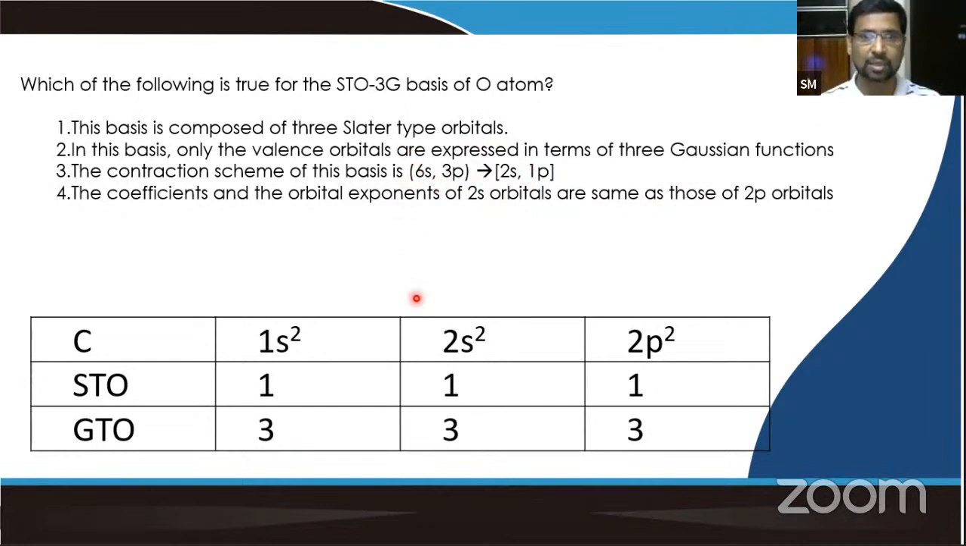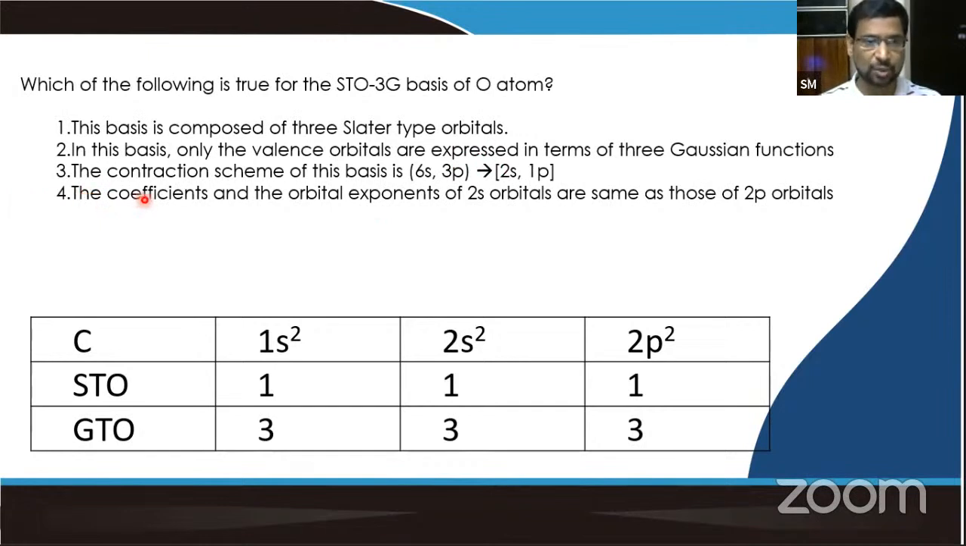Let us look at the GTO part, which is in the round brackets. It says I have 6 S type of functions, 3 plus 3. That's correct. And since 1 STO is defined by 3 GTOs, there are 3 P type of GTOs. So this option is correct.